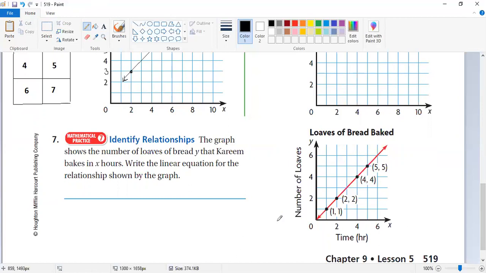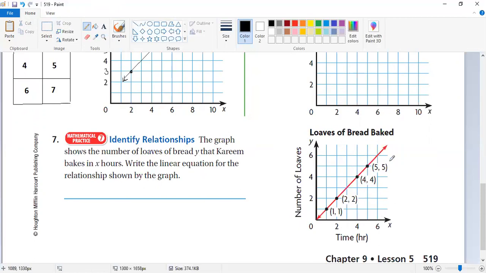7 on the same page. Let's do it together. The graph shows the number of loaves of bread, y, that Karim bakes in x hours. So the time is x and the number of loaves of bread is y. Write the linear equation for the relationship shown by the graph. So here we have to write the equation.